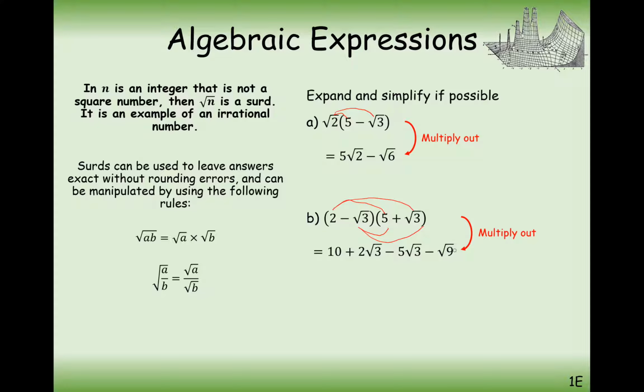Whenever you can, simplify a square root. We can square root 9, so that's going to give us 3. So we're going to get the simplification of this term here. So 2 root 3 minus 5 root 3, that's minus 3 root 3. And 10 minus the 3, we're going to get 7.